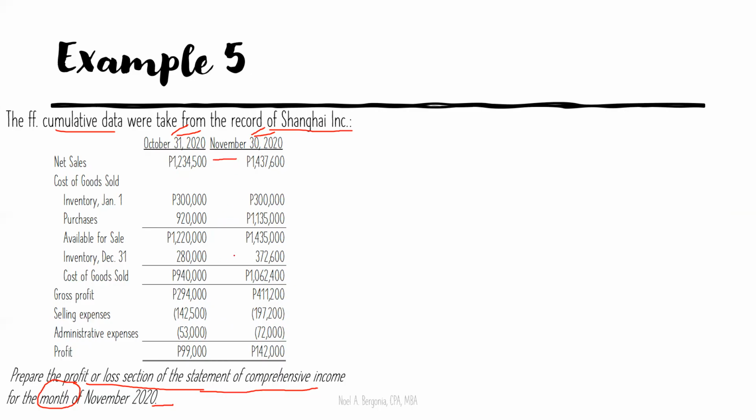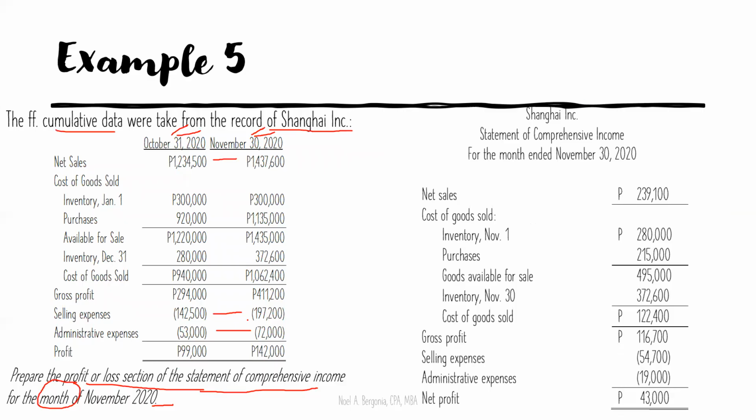Now, as to inventories, we will try to recompute that later. And then for the others, such as the selling and administrative expenses, just the increase. So, let's see. For our net sales, it is 239,100, which is the difference between the cumulative sales of October and the cumulative sales up to November. So try to deduct that, it would be 239,100.